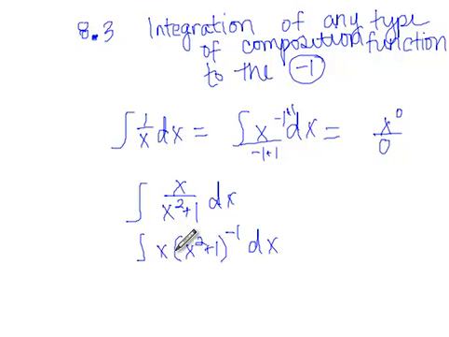Now once again, this is a composition function, x squared plus 1 to the negative 1. So I would let u equal x squared plus 1. With this u substitution, I would hope to achieve some sort of du dx relation to get rid of this. So I'm going to rewrite this as du dx, take the derivative of that u function, which is 2x, and then multiply both sides by dx.